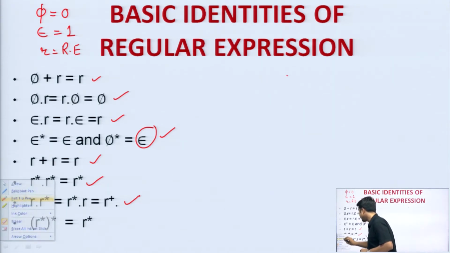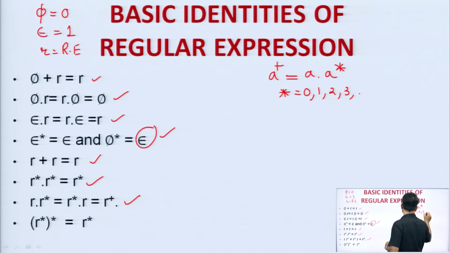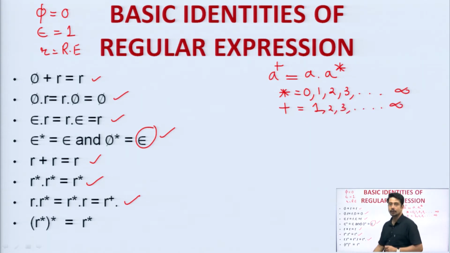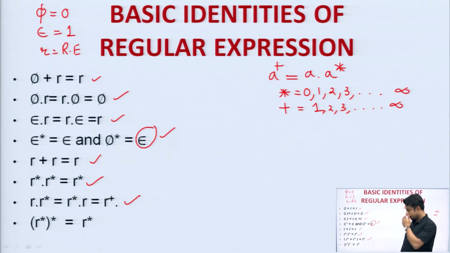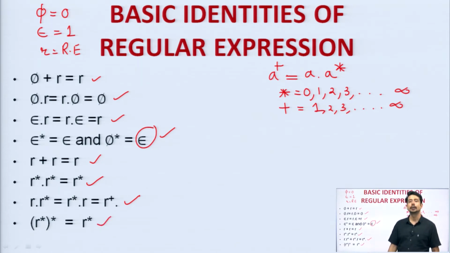We have seen in the general expressions, the primitive operators, special operators: a to the power plus means what? It is a dot a to the power clean closure. Why? Because a clean closure starts from 0, 1, 2, 3 up till infinity, and plus starts from 1, 2, 3 and it will go to infinity. Got it? So, this is all about your basic expressions, and one more expression is there: r to the power clean closure whole to the power clean closure will always give you r to the power clean closure.